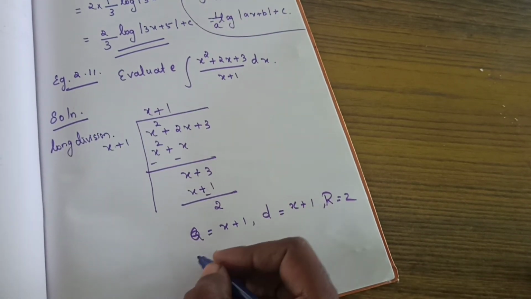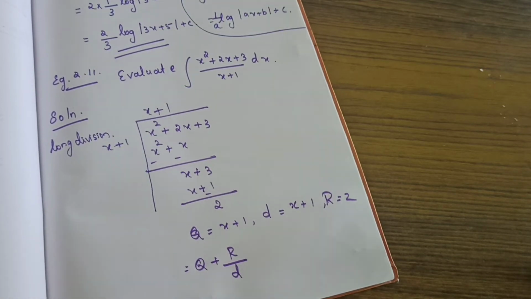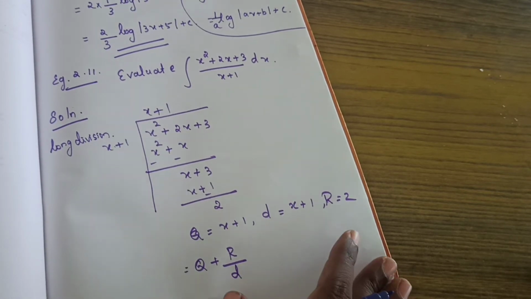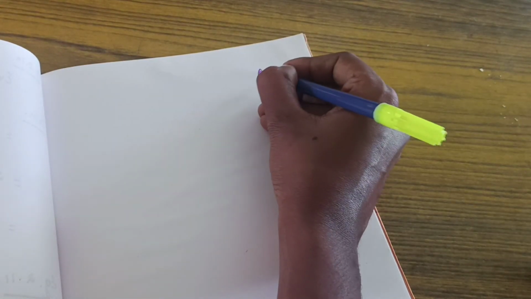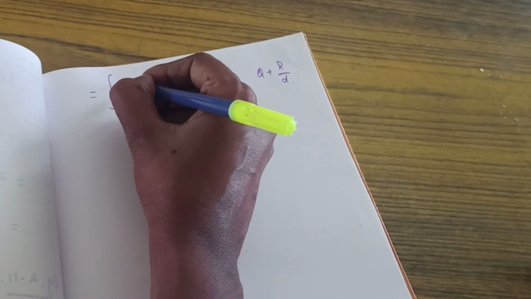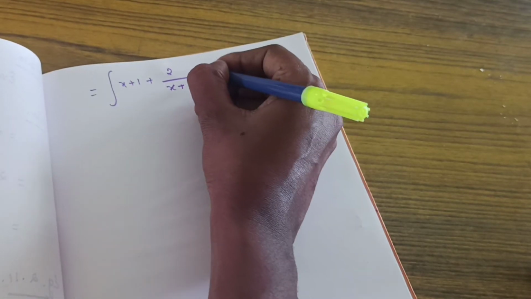So how will we write? In lower class you have learned: quotient plus remainder by divisor, that is q plus r by d. In this form we are going to write. Here the quotient is x plus 1. So in quotient plus remainder by d form, it is equal to the integral of quotient x plus 1 plus remainder 2, divisor is x plus 1.